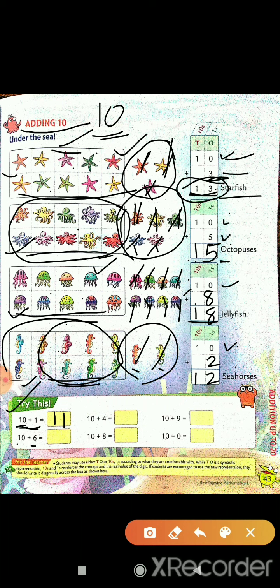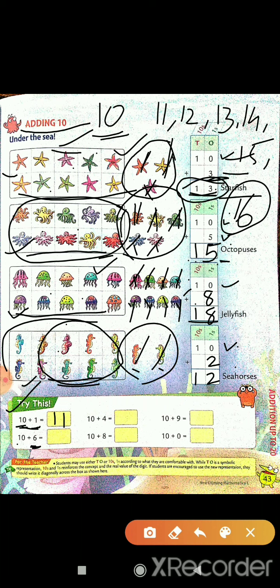So you have to count forward how many times? 6 times. How many times? 6 times. So what comes after 10? 11, 12, 13, 14, 15 and then 16. So what is the answer here? 16. So we will write here 16. Got it, students?